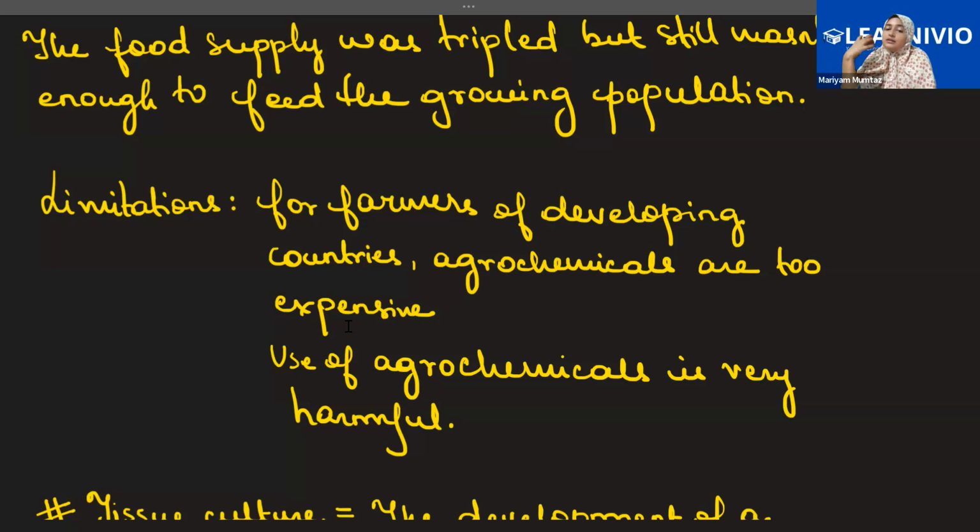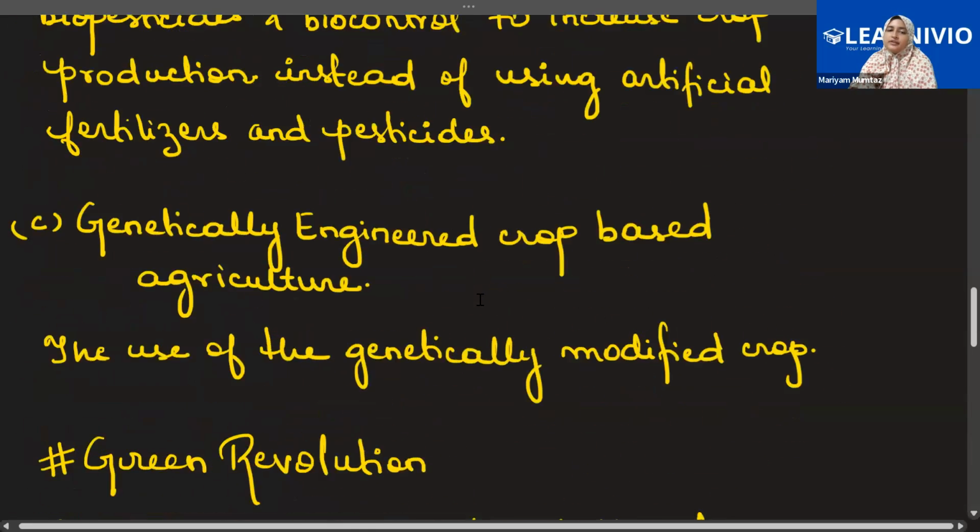Secondly, we know that since agrochemicals were used, it is obviously harmful, isn't it? This much is clear. The story is clear. Okay, now you people can note down till here. Then we'll move forward.